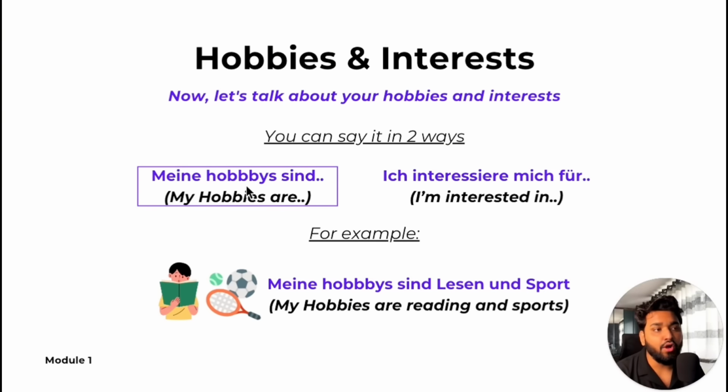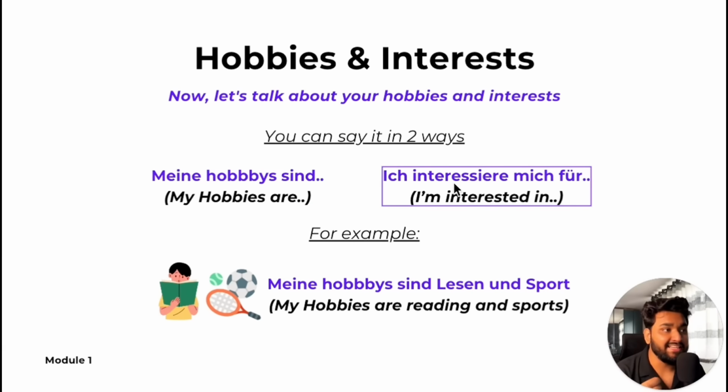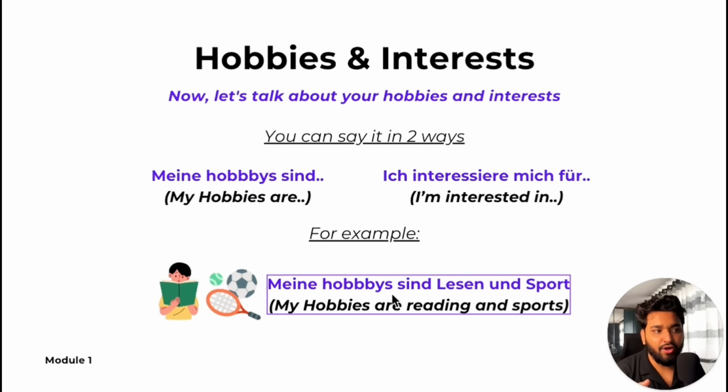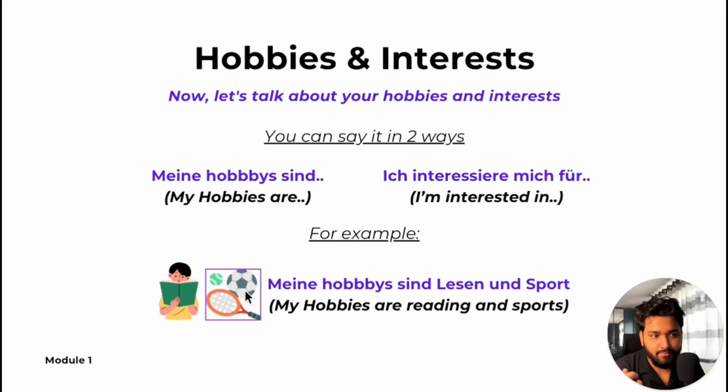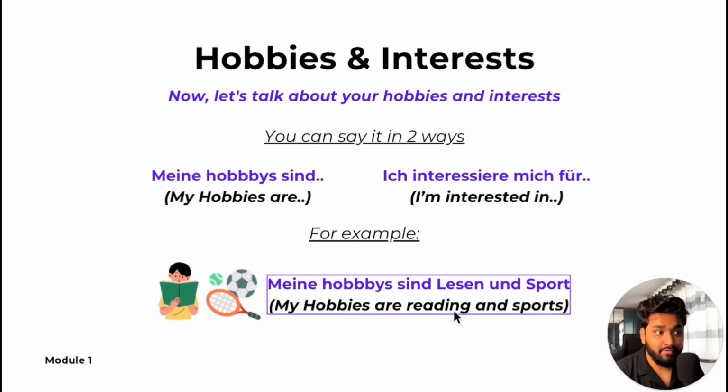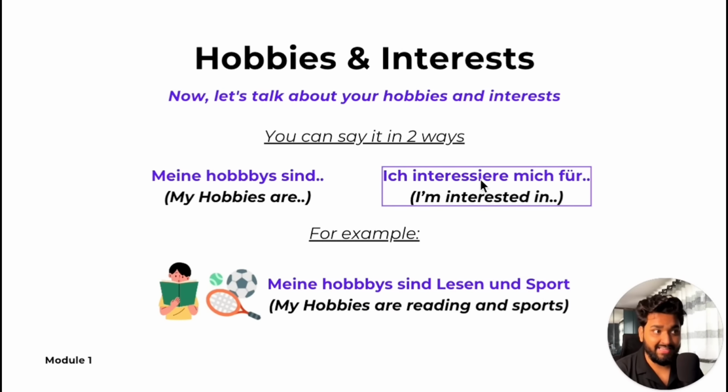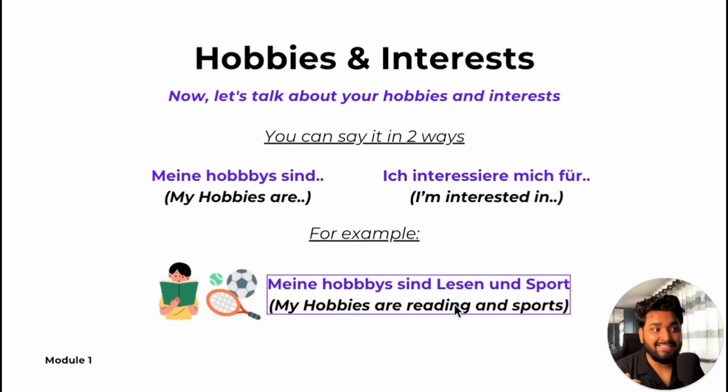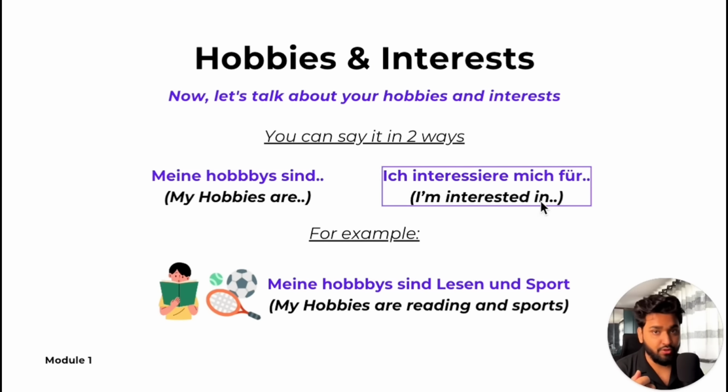That means my hobbies are. Or you can say, ich interessiere mich für. That means I am interested in. For example, you can say, meine Hobbys sind Lesen und Sport. My hobbies are reading and sports. Or you can also say, ich interessiere mich für Lesen und Sport. You can say it both ways, yeah?